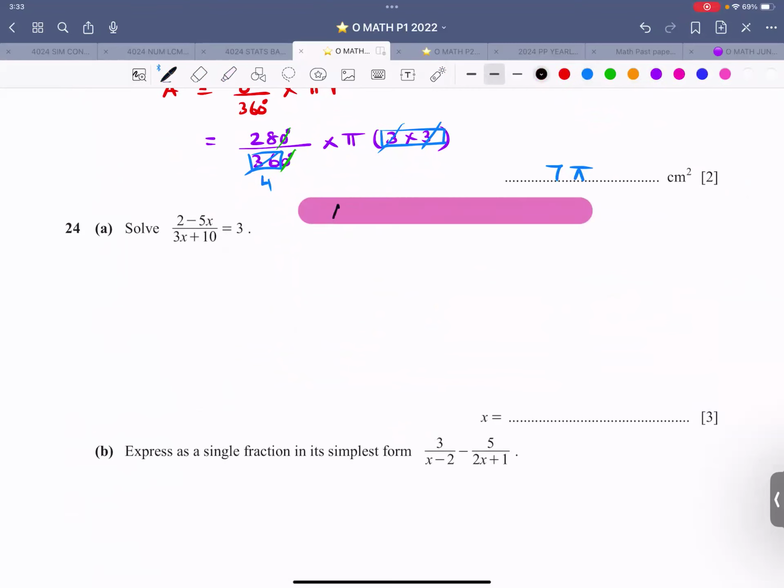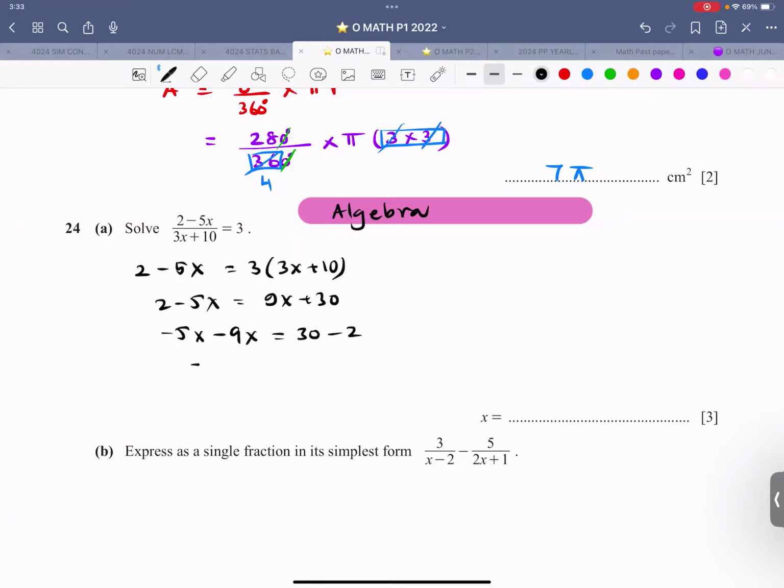So a lot of algebra questions are spread around randomly. Solve this linear equation. 2 minus 5x is equals to 3 bracket 3x plus 10. That is 9x plus 30. This is 2 minus 5x. Minus 5x minus 9x is 30 minus 2. Minus 14x is 28. Therefore, x is 28 over negative 14, which comes out to be negative 2.